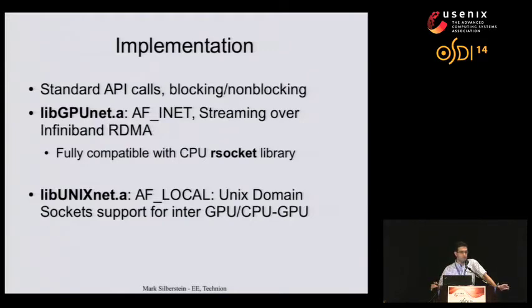Now, in terms of implementation, we have 2 versions of the library. One is for streaming over InfiniBand RDMA. Another is for Unix domain socket support for CPU-GPU communication within the same machine. It is important to note that our GPUnet streaming over RDMA is fully compatible with the streaming library over RDMA, which is called RSocket. RSocket is essentially a drop-in replacement for socket. It's fully compatible with the socket API, and what is important is that it allows us to build applications that require no modification for the CPU to communicate with GPUs.